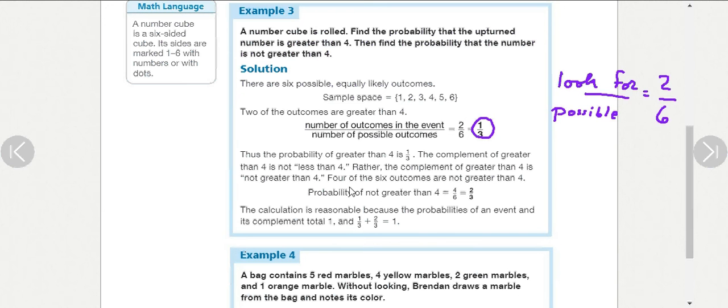Now, what's the probability that the number is not greater than 4? Well, that'd be 1, 2, 3, 4. 4 numbers, still 6 outcomes. That comes to 2/3 for that second one. Number of what we're looking for over number possible.